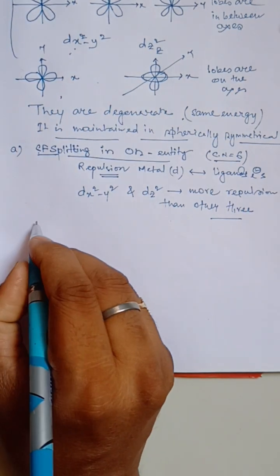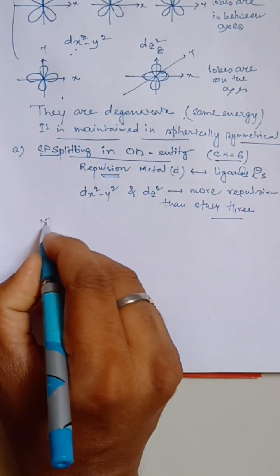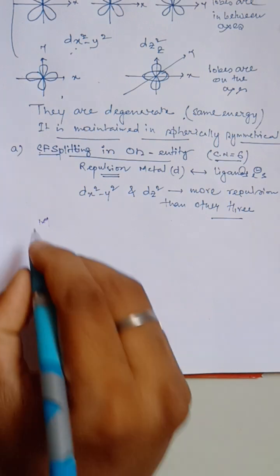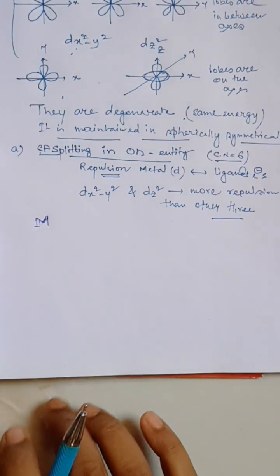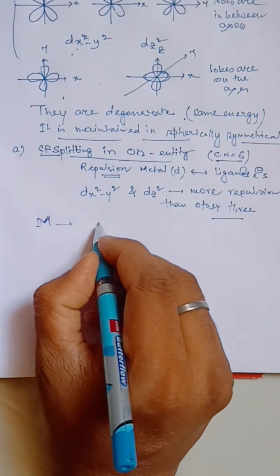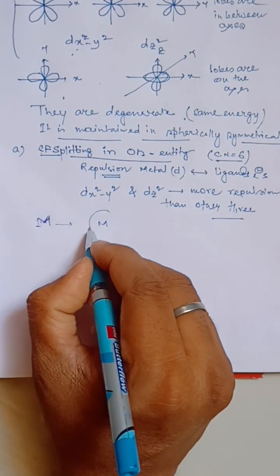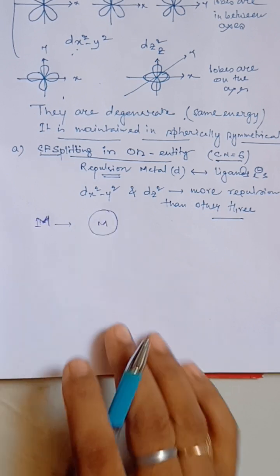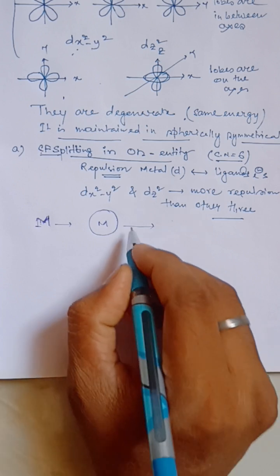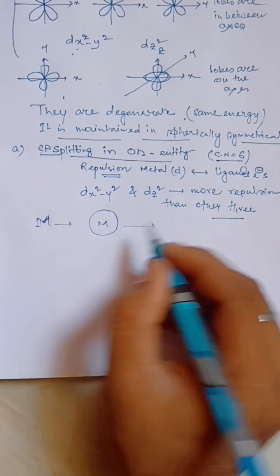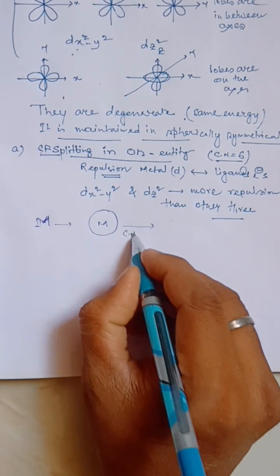Now suppose this is a metal ion. This is the central metal atom, which is surrounded by an imaginary symmetrical crystal field. Symmetrical. Now when the ligands come, the total number of ligands is 6, or maybe the coordination number is equal to 6.